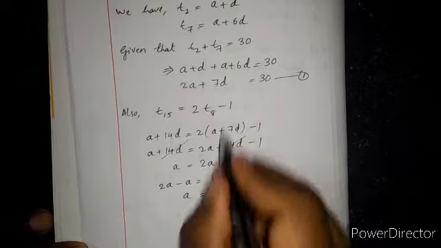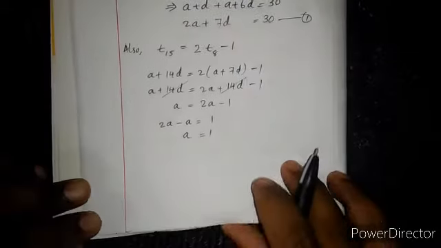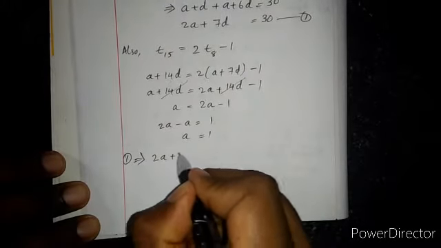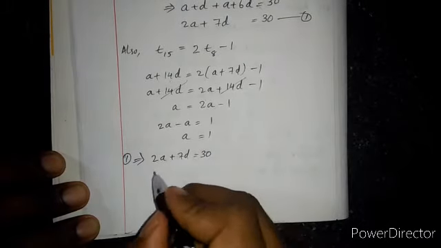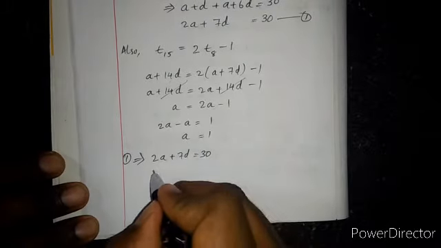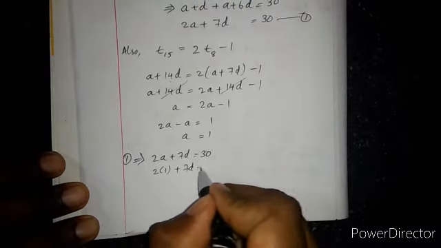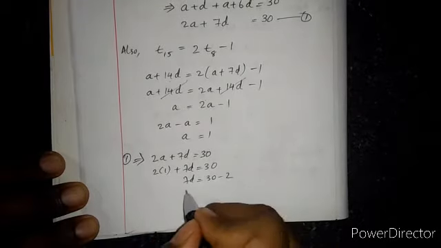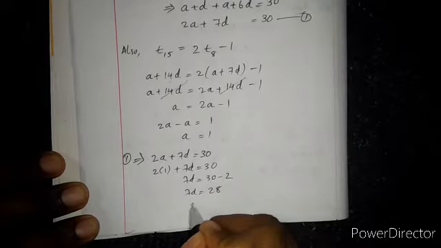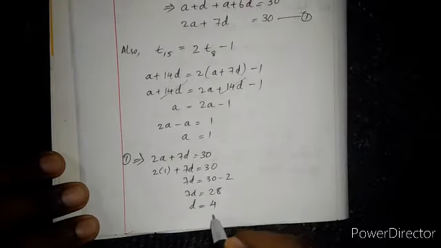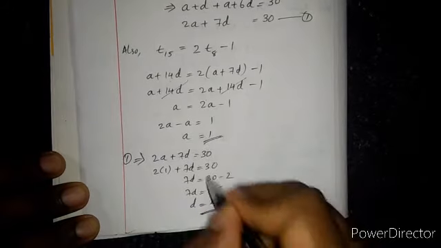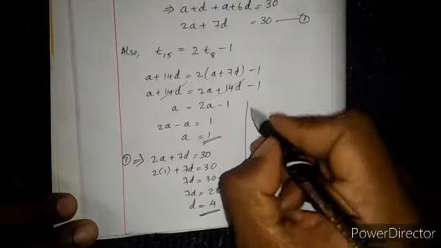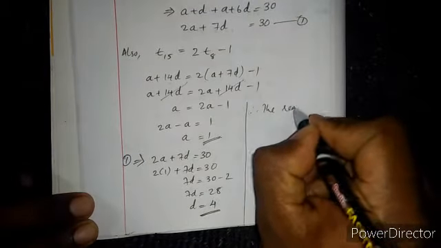Now if you got A as 1, let us substitute that in equation number 1. What is equation number 1? It is 2A plus 7D is equal to 30. So substituting this A here, 2 into 1 plus 7D is equal to 30. Again 7D is equal to 30 minus 2, this 2 will come here. 7D is equal to 28, therefore D is equal to 28 by 7, that will be 4. So you got the value of A as 1 and you got the value of common difference as 4.